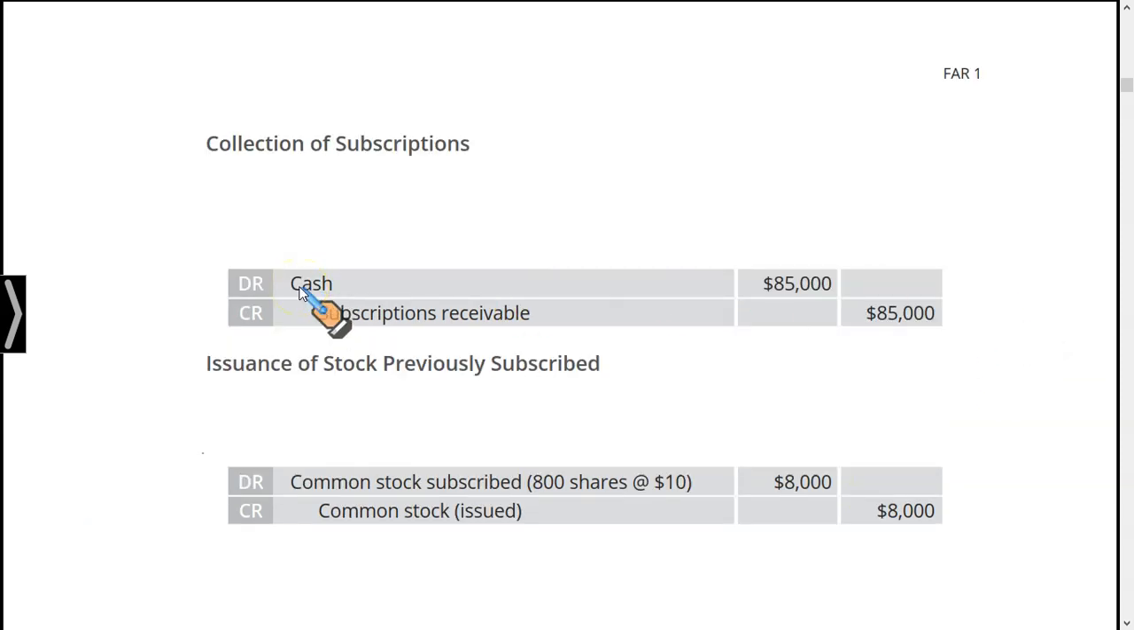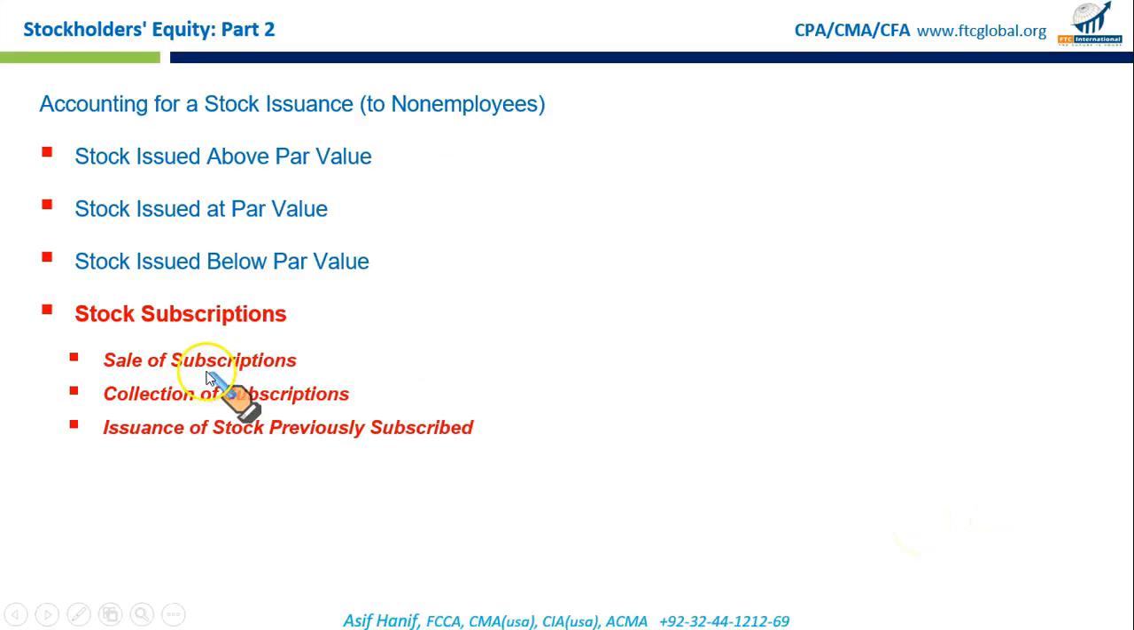When cash is received from subscribers of shares, we debit cash, credit subscription receivable, and on the issuance of actual stock certificates, we debit common stock subscribed. For example, if 800 shares have been subscribed, we debit common stock subscribed and credit common stock issued. So we have seen these three: the sale of subscription entries, then collection of subscription, and then issuance of stock previously subscribed.